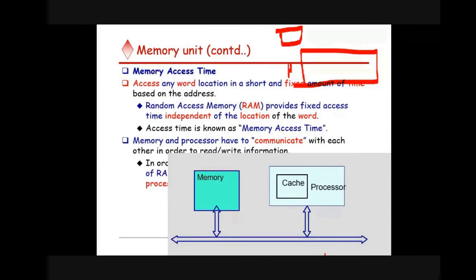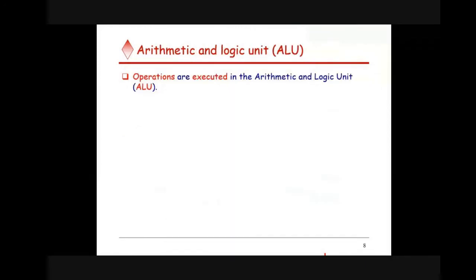Now we'll move on to the next unit, that is the arithmetic and logic unit. What will this arithmetic and logic unit do? The data has been read from the input unit and stored in the memory. That much we did. Next, we should process the data in the memory unit. So the arithmetic and logic unit will be doing either arithmetical operations or logical operations.